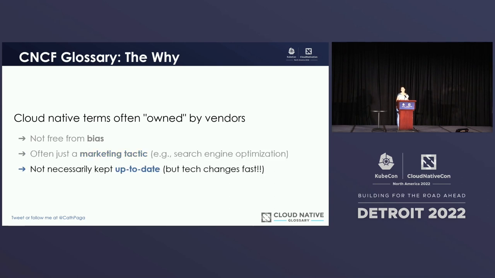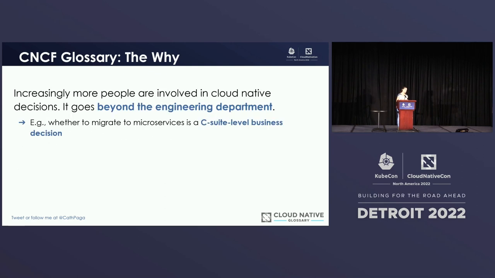Then it's not necessarily kept up to date. A definition might have been a priority at some point, but then priorities shift. Once a definition is out of sight, it's out of mind, it's never updated, and that is a problem because we all know technology changes really fast.